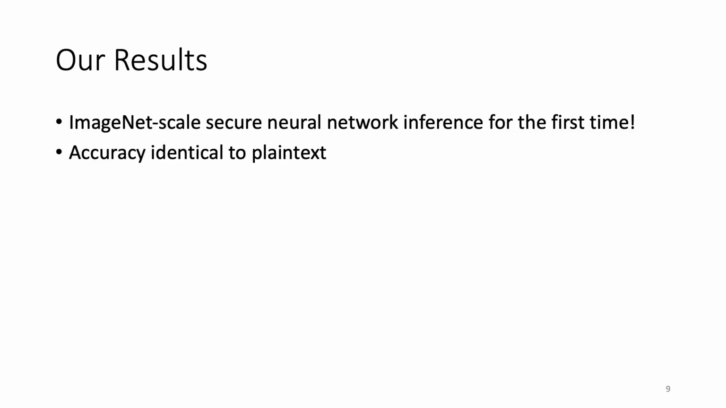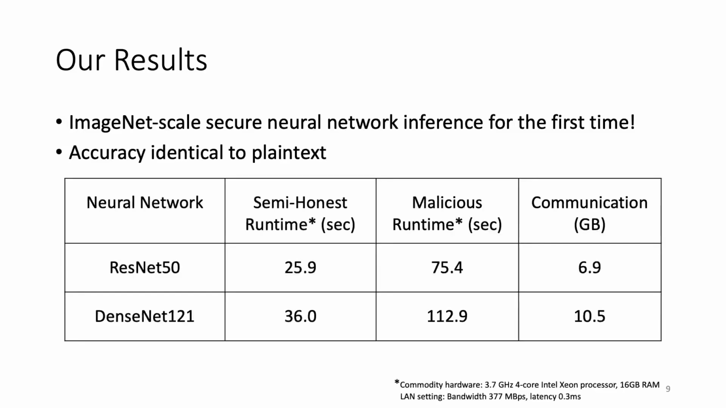To give you a sense of some performance numbers, here I have two networks which we consider for our benchmarks. ResNet 50 and DenseNet 121, both of which work on the ImageNet dataset. While ResNet 50 is an ImageNet Challenge winner from 2015, DenseNet 121 is a CVPR 2017 Best Paper Award winner. In the semi-honest security model, in the LAN setting and on commodity hardware, we are able to run both of these in around 35 seconds. While for malicious security, we are able to do this in the same setting with a less than 3x overhead.